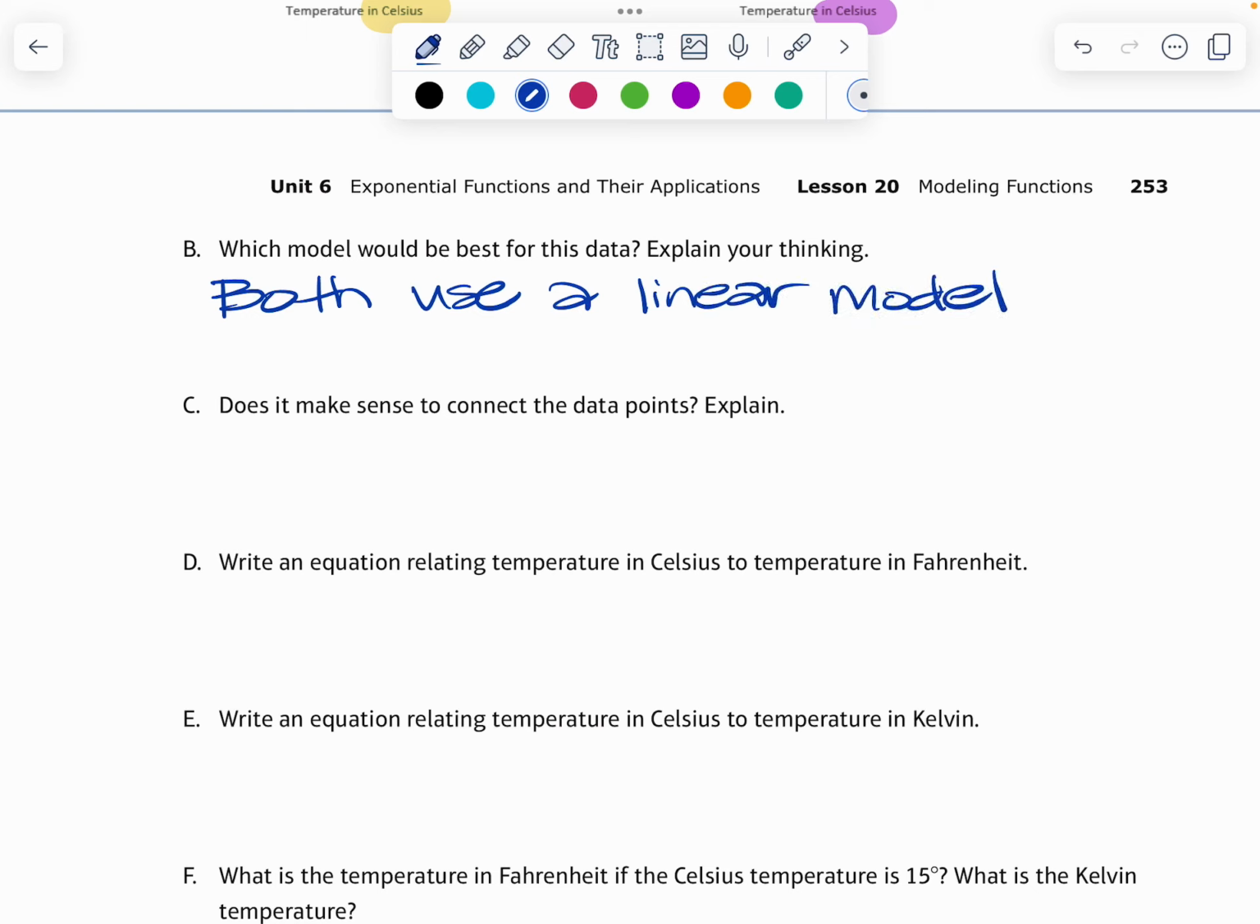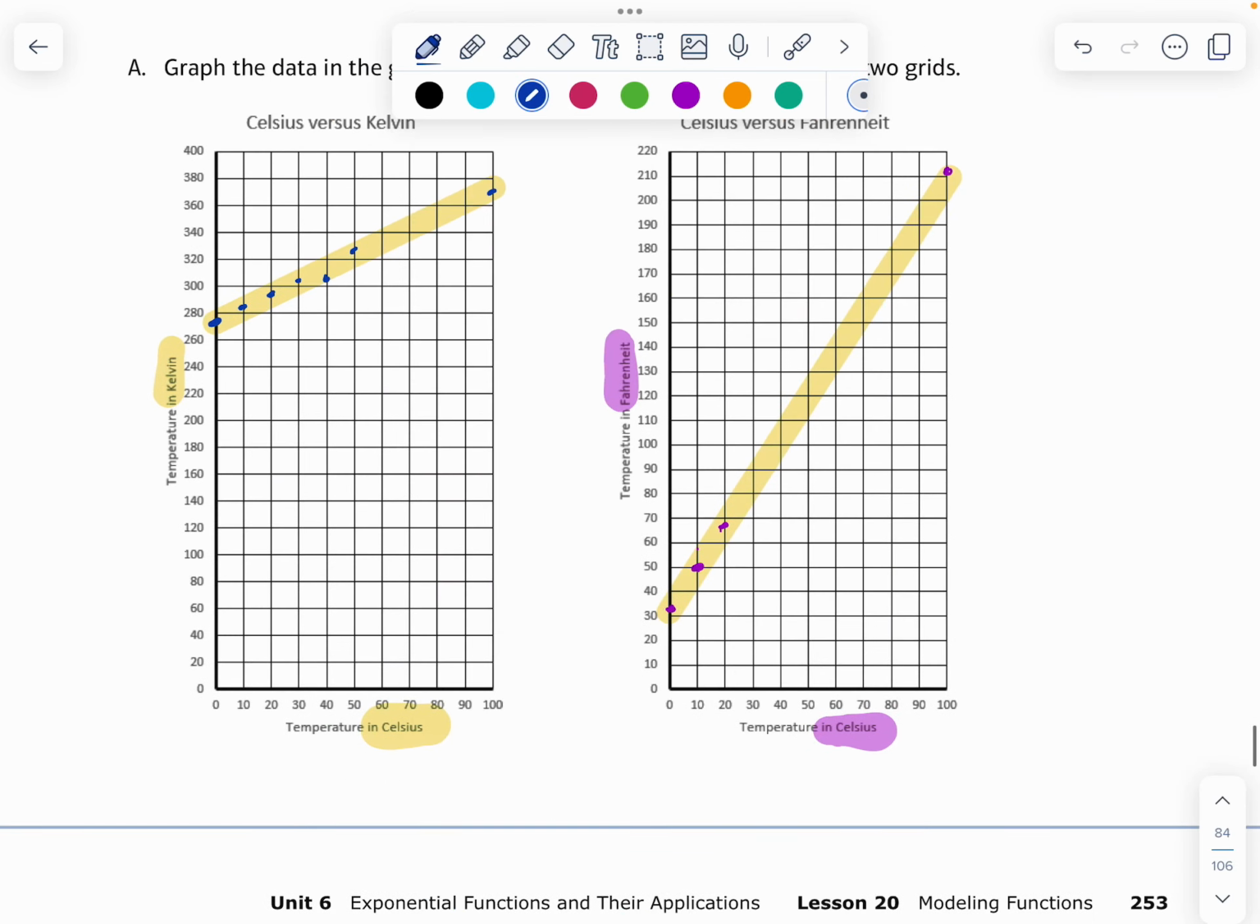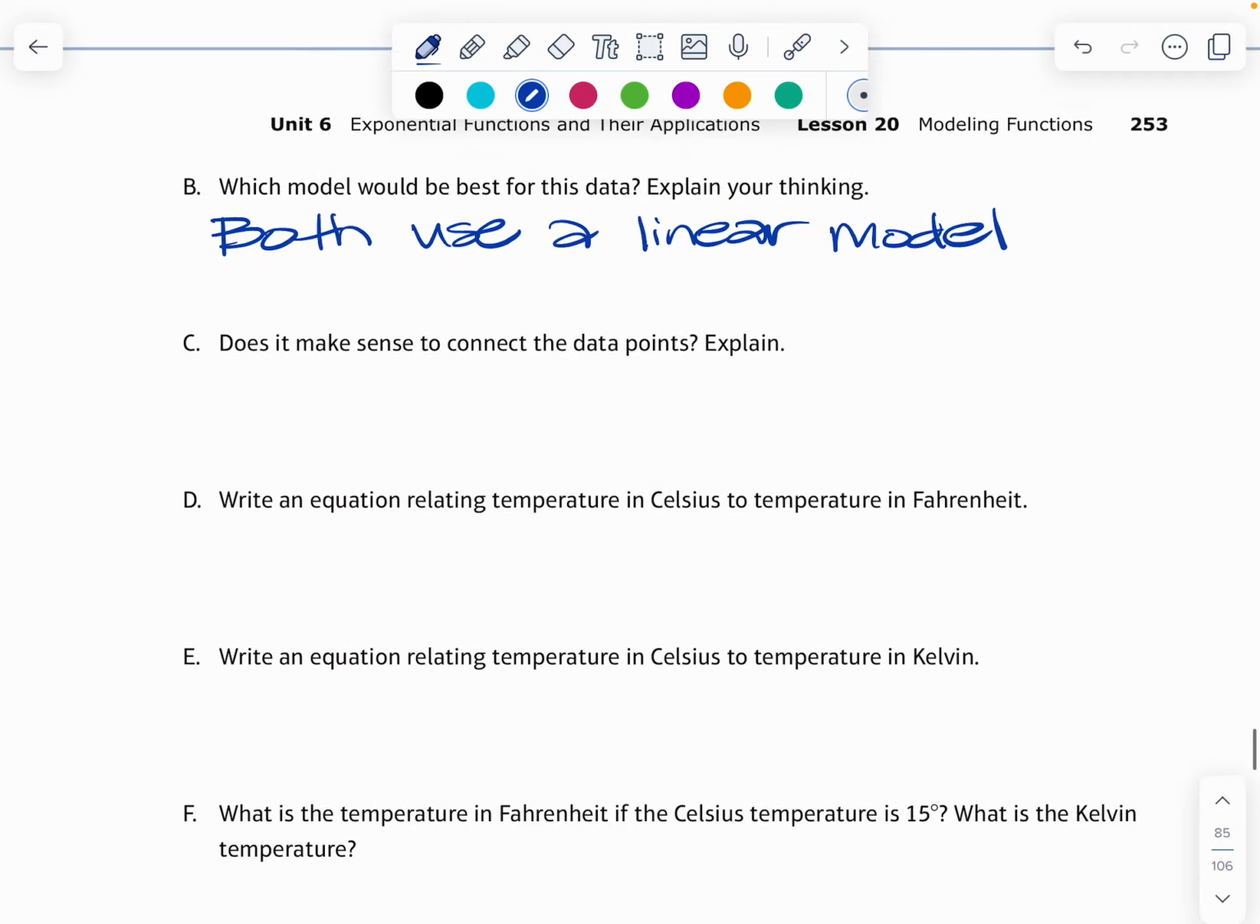All right, does it make sense to connect the data points? This is important. This is the difference between discrete and continuous. We've talked about this before, and I know for sure it's on your test, so pay attention. Would we want to connect these or leave them separate? Well, temperature doesn't just jump randomly. It has all the temperature in between each point also. So this should be continuous.